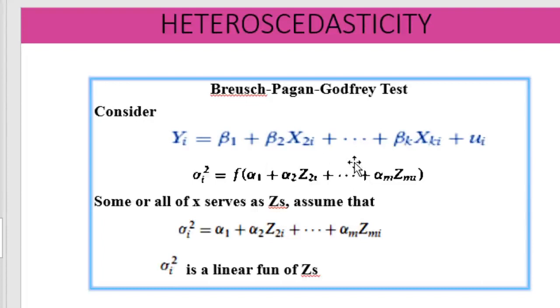Let us consider a k-variable regression model, that is, y equal to beta 1 plus beta 2 x2i plus up to beta k xki plus ui. Assume that the error variance sigma i square is a function of alpha 1 plus alpha 2 z2i plus up to alpha m zmi. Some or all of the x can serve as z. Specifically, assume that sigma i square equal to alpha 1 plus alpha 2 z2i plus alpha m zmi. Sigma i square is a linear form of z.